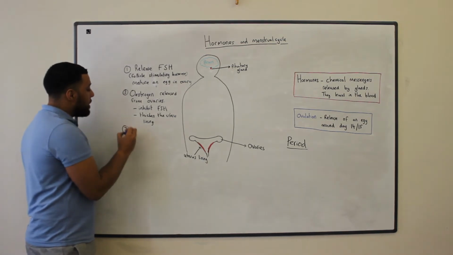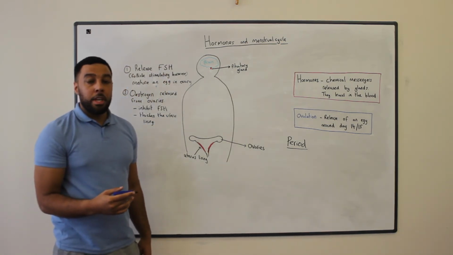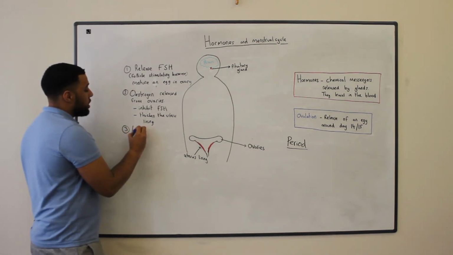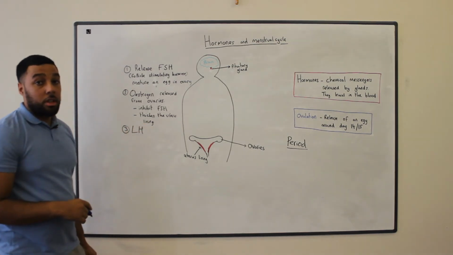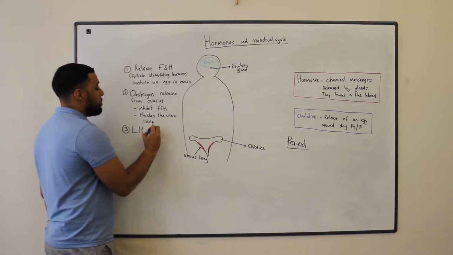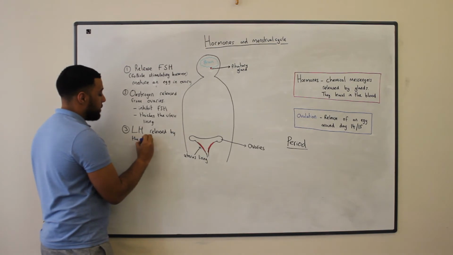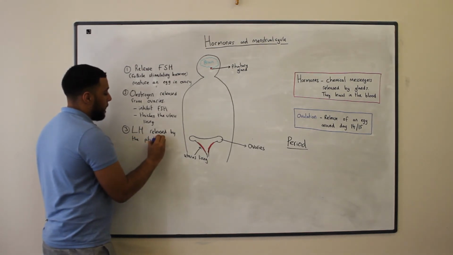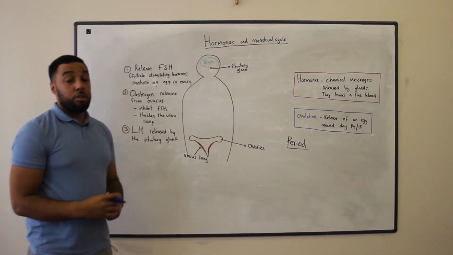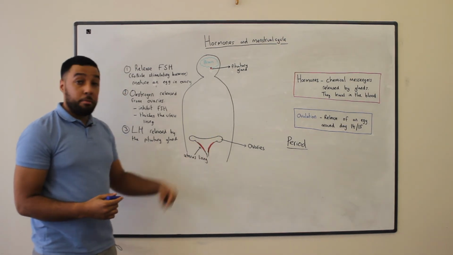Now, when the levels of estrogen become too high in the blood, it stimulates the release of a third hormone. And this hormone is called LH. LH just stands for Luteinizing Hormone. And LH is released by the pituitary gland. The function or the job of LH is to release the mature egg from the ovaries.